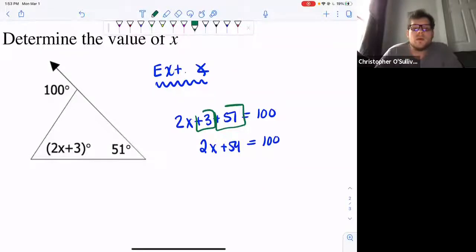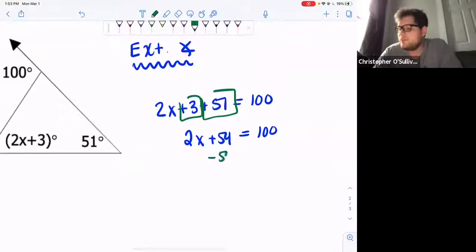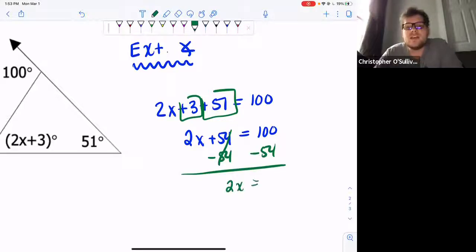So now, ladies, what we want to know is how do you get rid of your plus 54? I subtract 54 from both sides of my equation. And when I subtract 54, I get 2x is equal to, let's see if we can do this in our head. What's 100 minus 54?